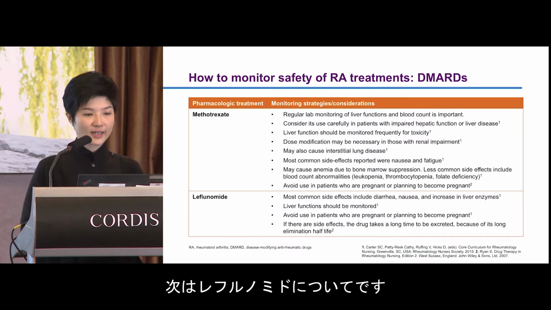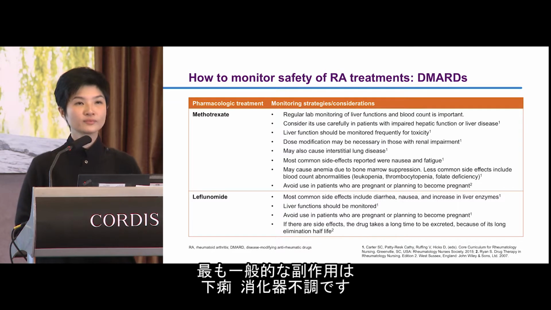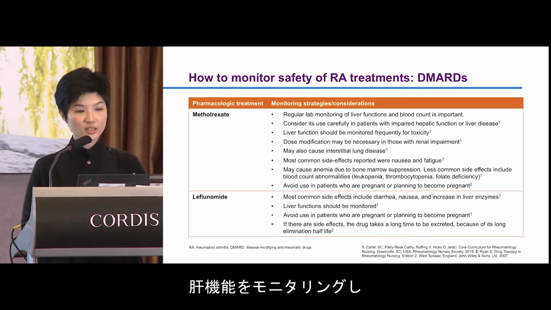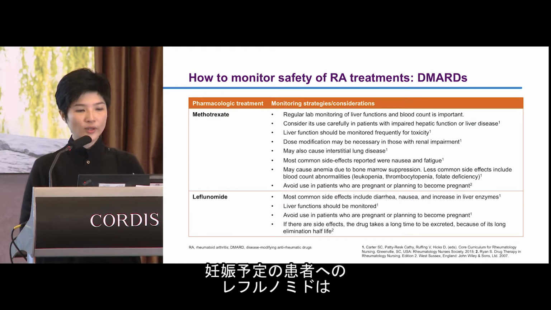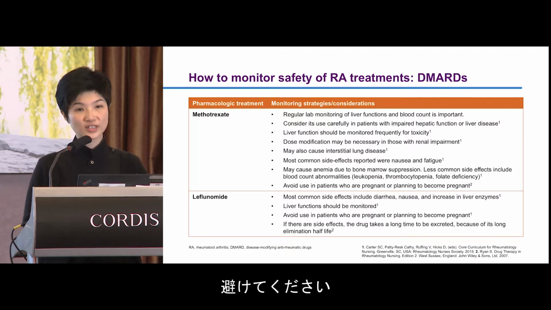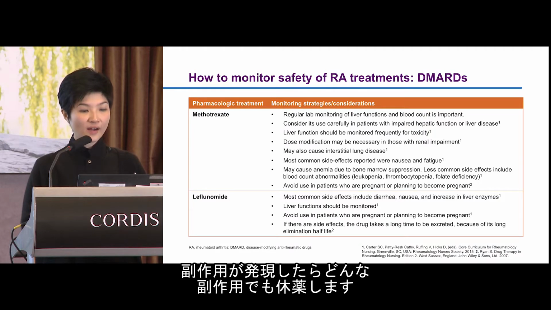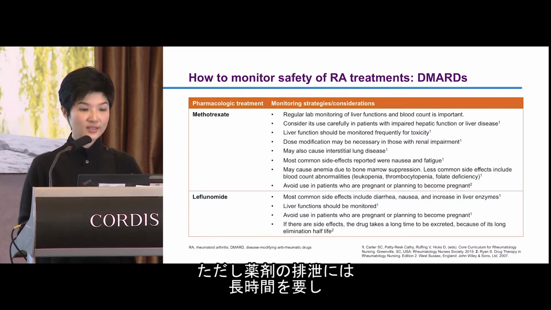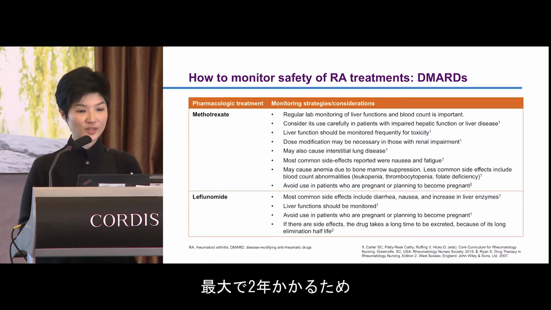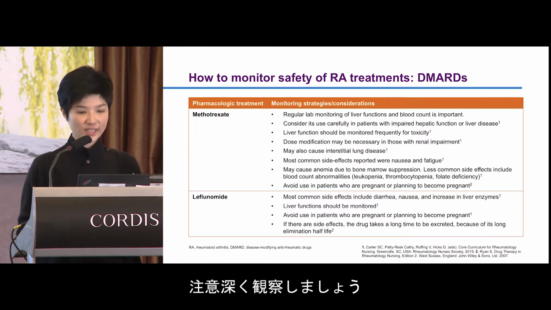So leflunomide, the most common side effects include diarrhea and GI upsets. Liver function should be monitored, and we should avoid using it in patients who want to start their families. If there are any side effects, we should wash out this drug. But the drug takes quite a long time to be excreted. It takes up to 2 years. So we should be alert for this.